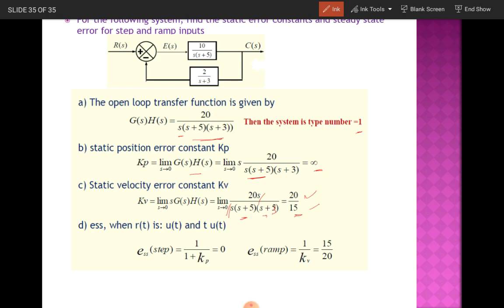We have to find out the steady state error for step and ramp input alone. So we need to find out only the static error constant and velocity error constant. Finally, we can find the steady state error for a step input equal to 1 divided by 1 plus Kp. The Kp value is infinity, so 1 divided by 1 plus infinity will get 0. Then the steady state error for a ramp input is equal to 1 divided by Kv. Kv is found as 20 divided by 15, so I'll get 15 divided by 20. In this manner you can find out the steady state error.